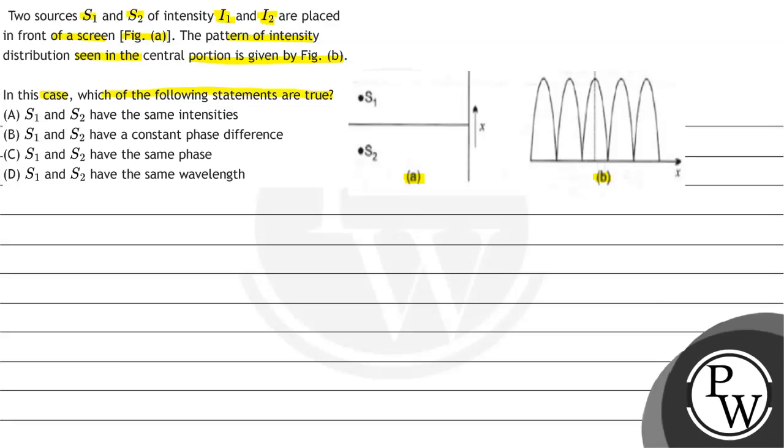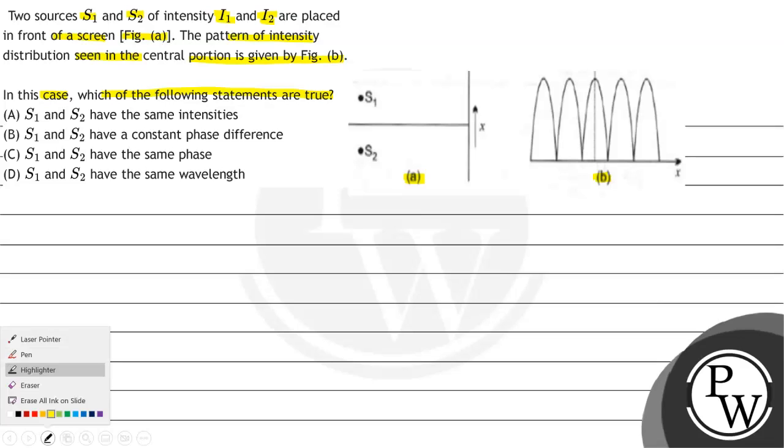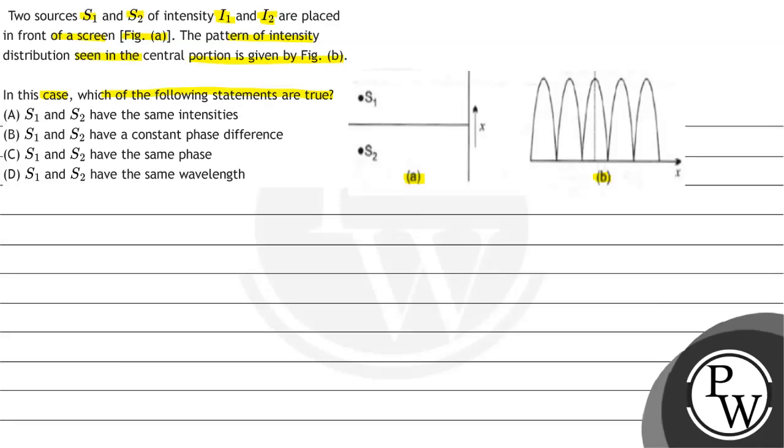So this is a multiple choice type question where multiple options can be correct. So we have to check each of the options one by one. Now let's revise the key concept behind this question first. So what is the key concept behind this question?